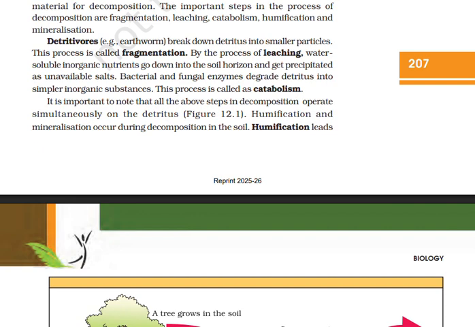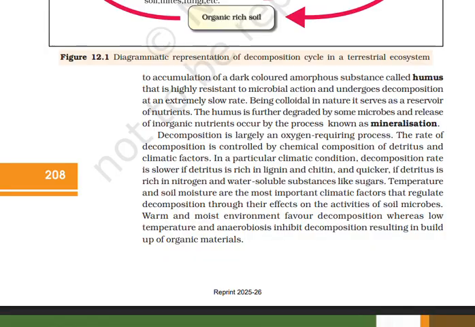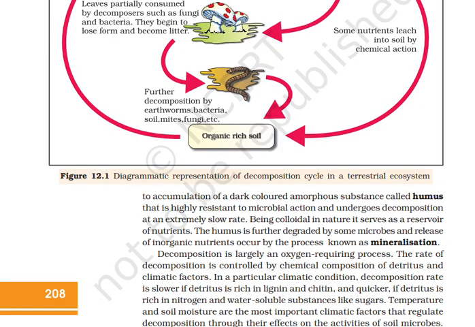Humification leads to accumulation of a dark-colored amorphous substance called humus that is highly resistant to microbial action and undergoes decomposition at an extremely slow rate. Being colloidal in nature, it serves as a reservoir of nutrients. The humus is further degraded by some microbes and release of inorganic nutrients occurs by the process known as mineralization.